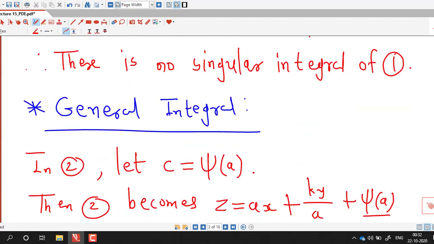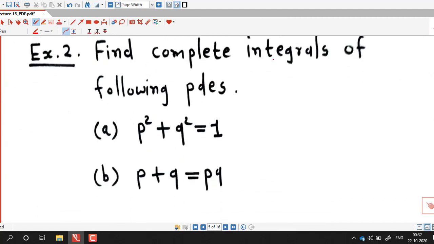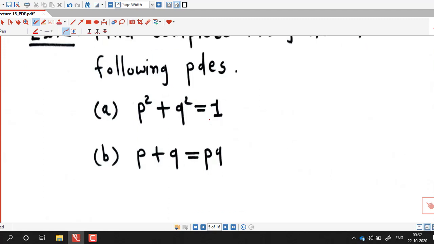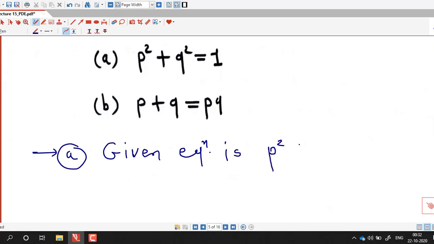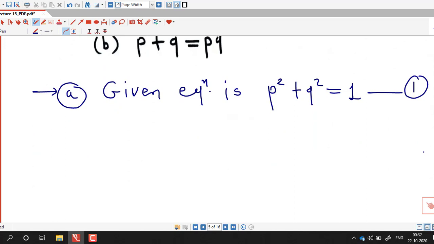So now we move to the next problem. Find complete integrals of the following partial differential equations: p square plus q square equal to 1 and p plus q equal to pq. So here we have to find out the complete integral only. So it is specified that we have to find out the complete integral. In part A, the given equation is p square plus q square equal to 1, and you can observe this is in standard form 1, only p and q are present.